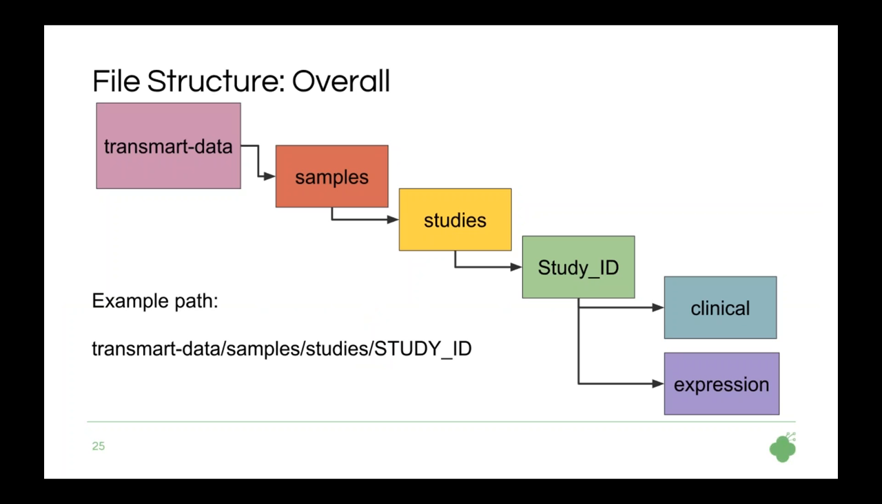Before we load the data, as we now know the structure of all of the files, you also need to have the files in a particular location, and if you use the make commands with Kettle, it expects the data to be in the tranSMART data samples, studies, and then in a folder with the study ID. And then in this study ID folder, you can give this any name. The study ID is the name that gets inserted into the database. You have to have predefined names for the data type. So you have clinical and expression in this case.